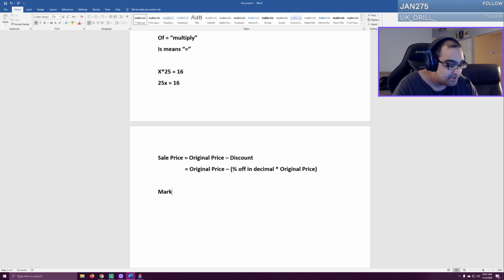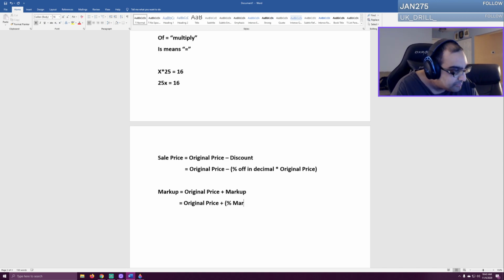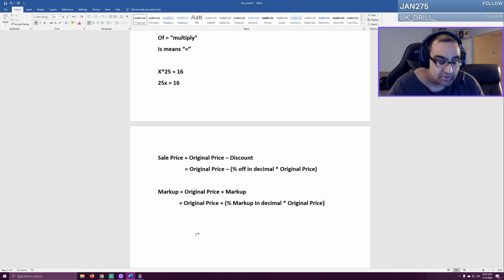And if we talk about a markup, like what a retailer would sell it to you at, since they want to make some kind of profit, then it's going to be the original price plus the markup. So again, this will be the original price plus the percent markup in decimal times the original price. The only difference between these two formulas is that sale price is subtraction, markup is addition. Which is, honestly speaking, pretty easy in that regard.